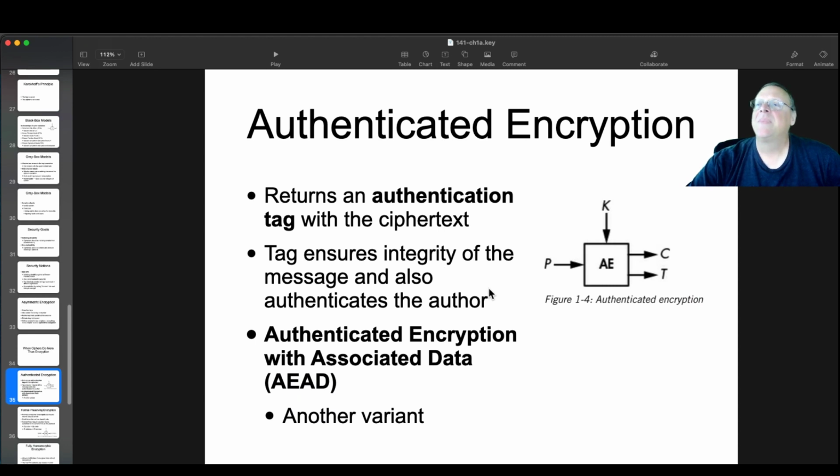Yes, salt is a type of nonce. As far as I can tell, a salt and a nonce are the same thing. There might be some mathematical distinction, but in practice they seem to be the same thing.